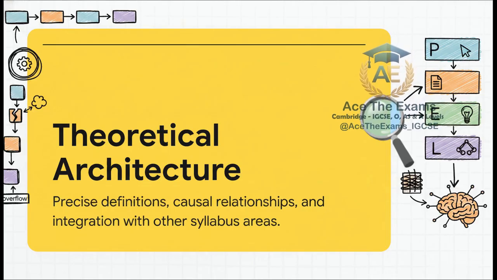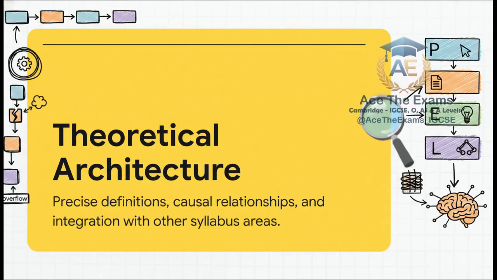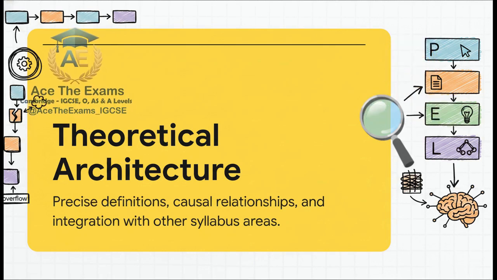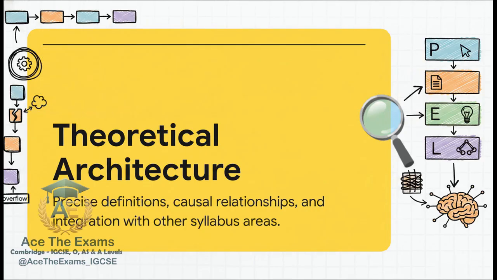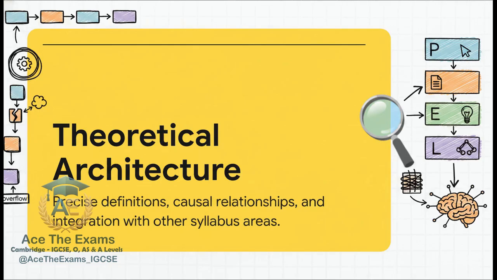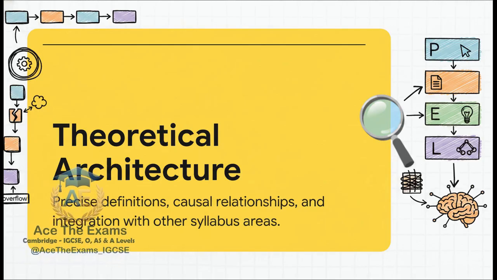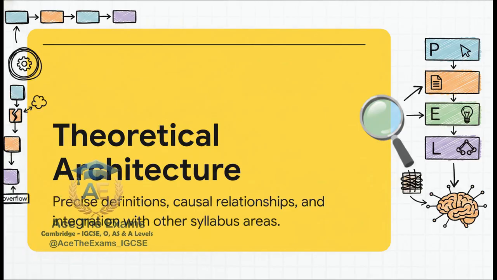Top-tier students use PEEL to structure every single one of their computer science long-form answers. Your point is clearly identifying the queue structure. Your evidence is the specific algorithmic mechanism, like the exact math of how the pointers move. Your explanation is why this matters to the system's overall efficiency. And your link? That's tying it back directly to the context of the exam question, maybe linking it to memory management or processor scheduling.